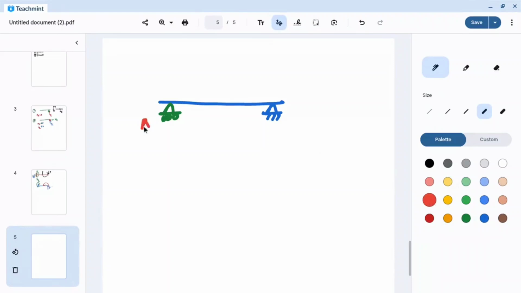Let me say this is A, this is B. Length L. Exactly at the mid span there is one point load P. Find the unknown reactions and moment.